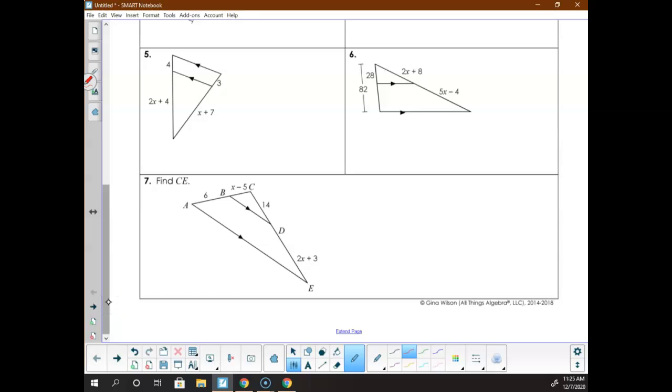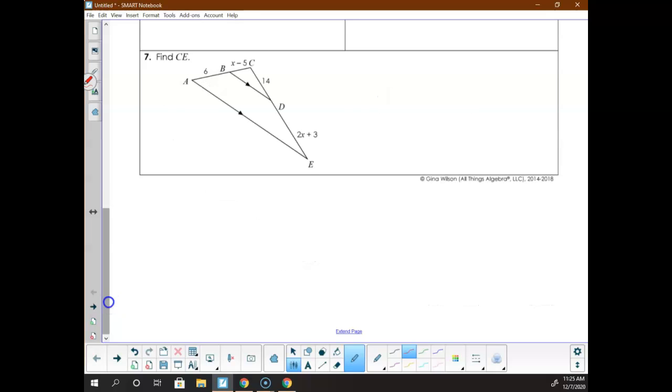Number 7 for sure involves factoring. So top, bottom, top, bottom. And remember, anytime you have one x on top and one x on the bottom of the other fraction, you're going to end up having to factor.